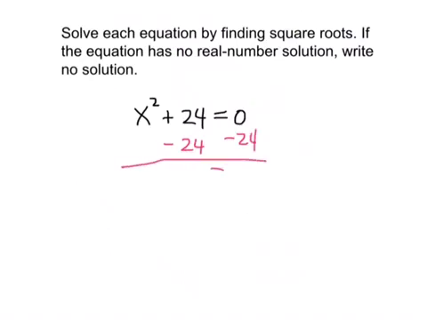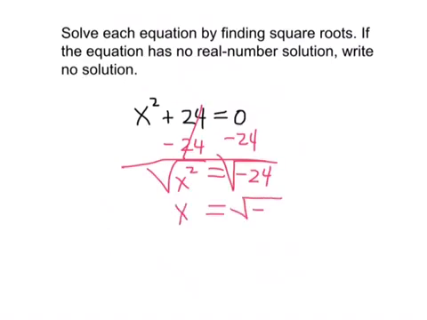In this problem, we're going to get the x squared alone, so if we subtract 24, draw your line, bring down the equals, we'll get x squared equals negative 24. Now when we go to square root both sides, we'll have x equals the square root of negative 24. Now when we go to the calculator and try to do square root of negative 24, it'll say that you cannot actually do that because we can actually never take the square root of a negative. Therefore, this problem has no solution.